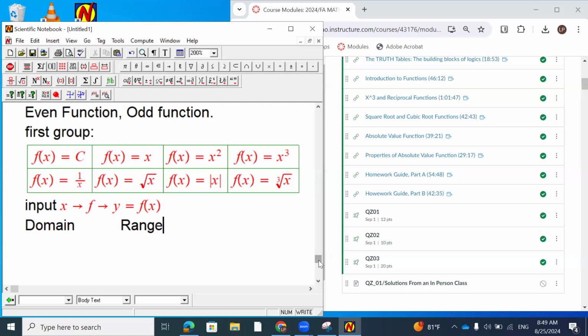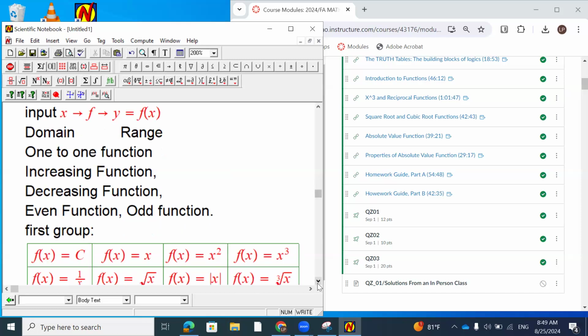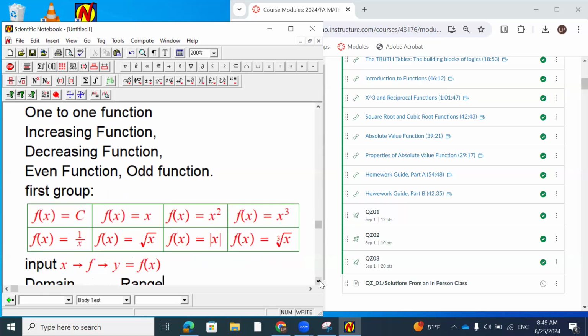Okay. You will see that this function theme will be repeated. For example, for these 8 functions, we're going to study which one is 1-to-1, which one is not 1-to-1, which one is increasing, which one is decreasing, which one is even, which one is odd. So these concepts will be applied over and over again.